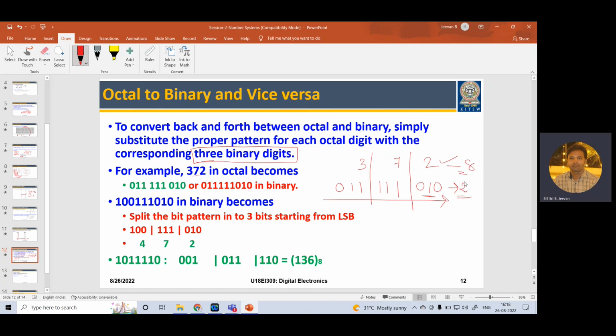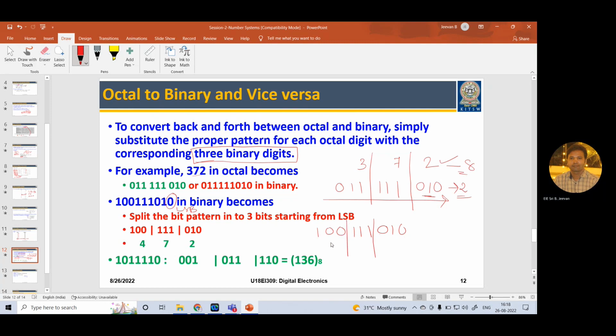This base is 8. In reverse, if the binary number is given, split the bit pattern into 3 bits starting from the LSB. So this is the LSB. Split the bits into 3 starting from this. So if the question is given like this, what is the question? 1 0 0 1 0 1 0. So 1, 2, 3. Split it. 1, 2, 3. Split. 1, 2, 3.